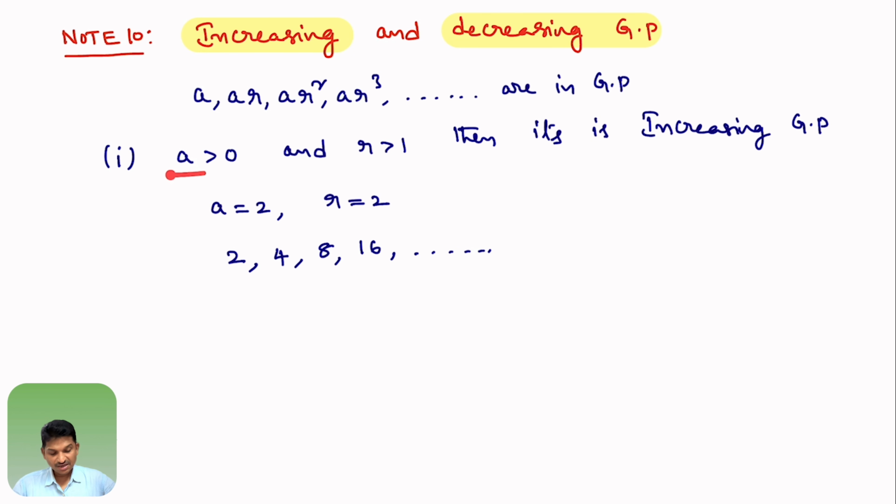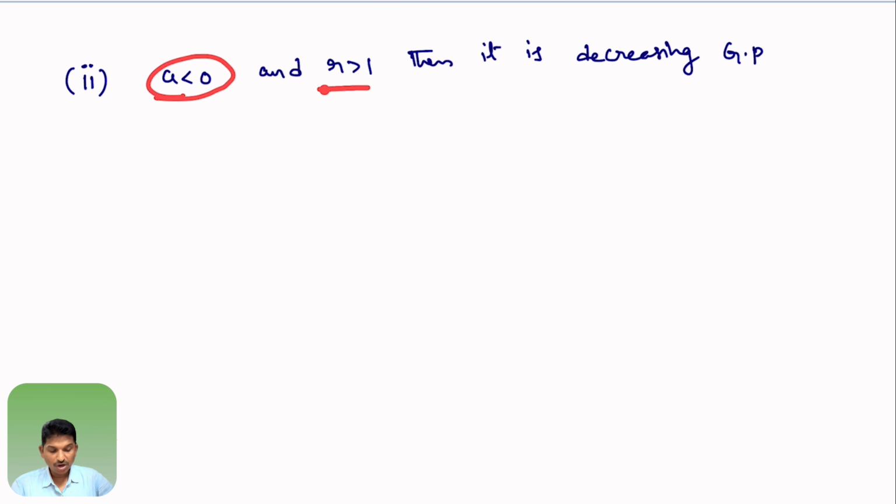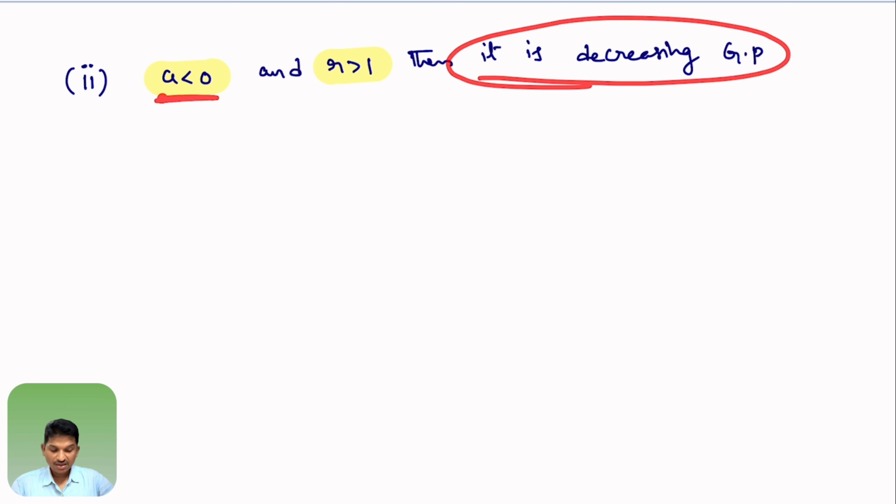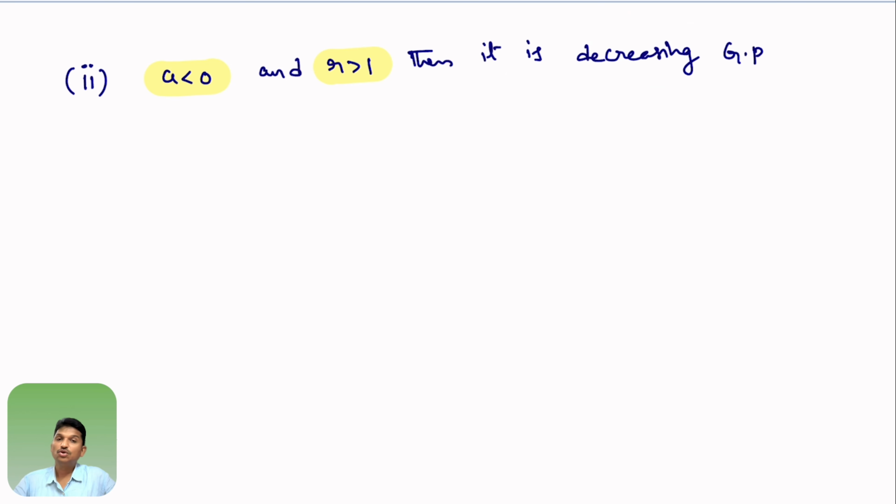So, if A is greater than 0, R is greater than 1, common ratio is greater than 1, it is 100% increasing geometric progression. If A is less than 0, R is greater than 1, then it forms a decreasing geometric progression. That we will learn now. You need to know that in the question, if they give it is a decreasing geometric progression, the possible case is A is less than 0, R is greater than 1. We'll try to understand this with an example. I'll choose A is minus 5. I'll choose R is 2.